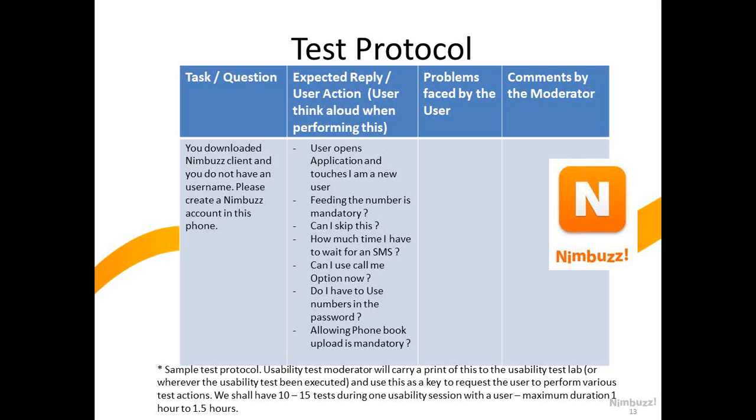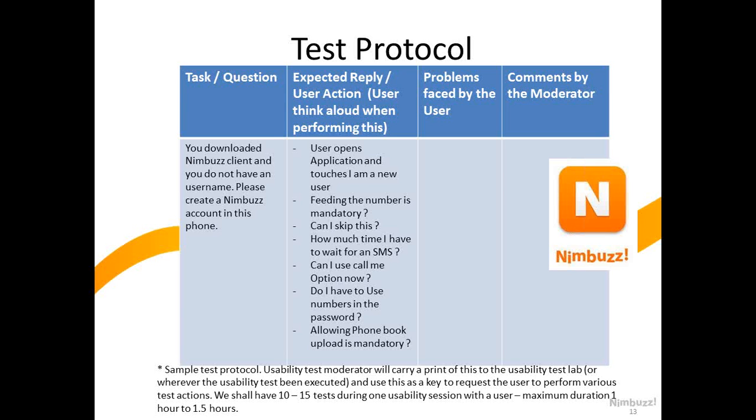Okay, and then when you create the account, they have to get an SMS, and normally people don't really wait, and they will ask you how much time they have to wait and all that. Also, when you're doing usability testing, you need to make sure that you differentiate a functional testing defect from a usability testing defect. If the button is not clickable, that is not a usability problem. It's a functional testing problem.